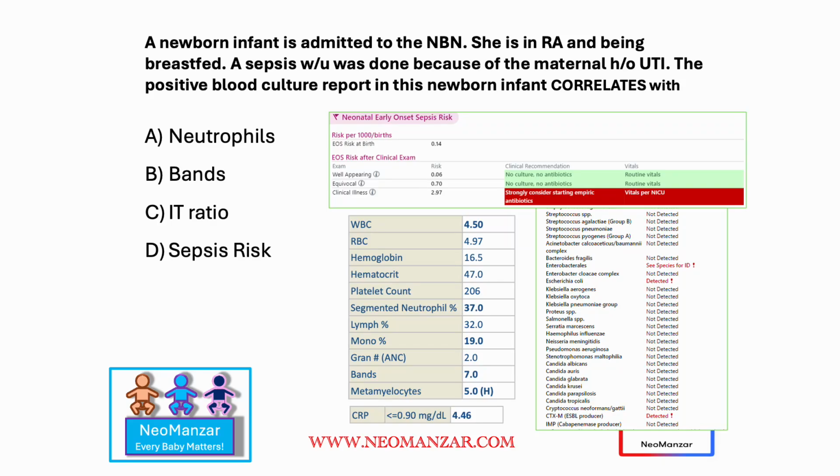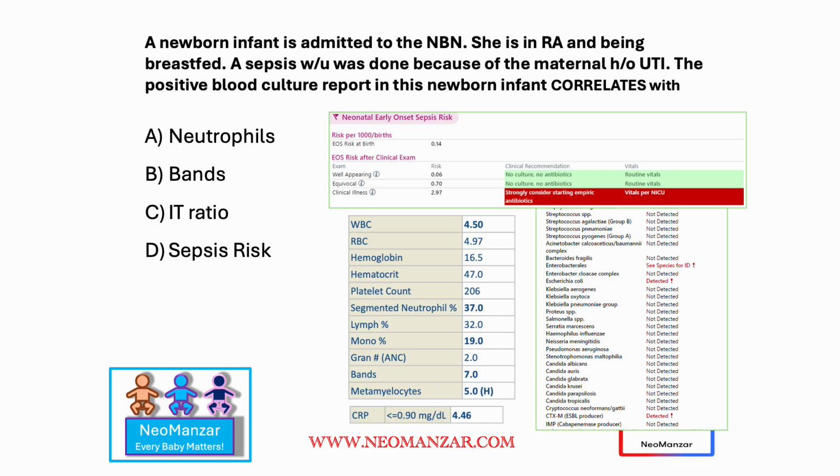So here we have a newborn infant who is admitted to the newborn nursery. She is in room air and being breastfed. A sepsis workup was done because of the maternal history of urinary tract infection. The positive blood culture report in this newborn infant correlates with, pause the slide, zoom the picture.